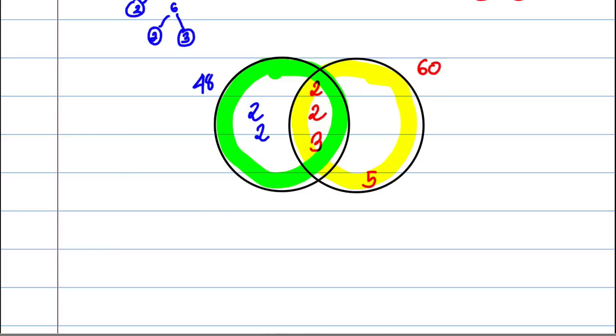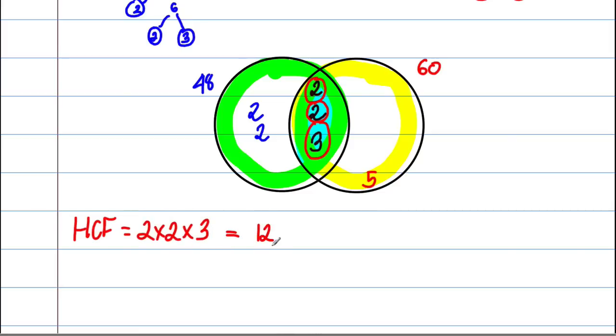But this is really helpful to us because in the middle, these numbers here are the ones that are common to both. So because 48 was made up of those primes and 60 was made up of those primes, the highest common factor of both numbers, what makes them both up, must be this 2 multiplied by this 2 multiplied by this 3. So it's 2 multiplied by 2 multiplied by 3, and if you work that out, that's actually 12. So the highest common factor is given by the primes that they have in common.